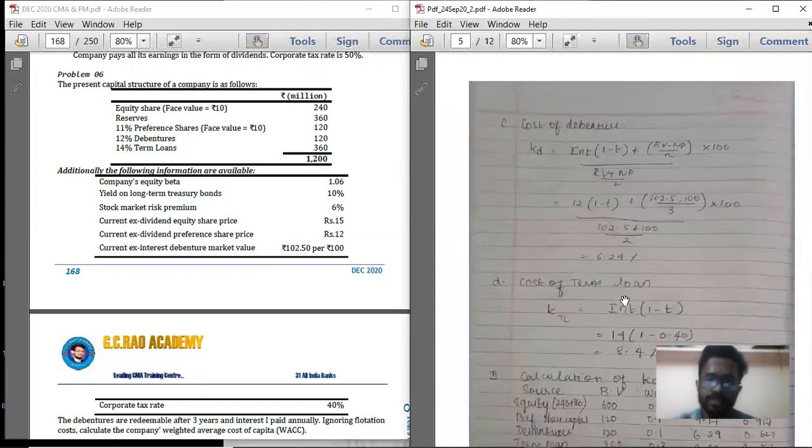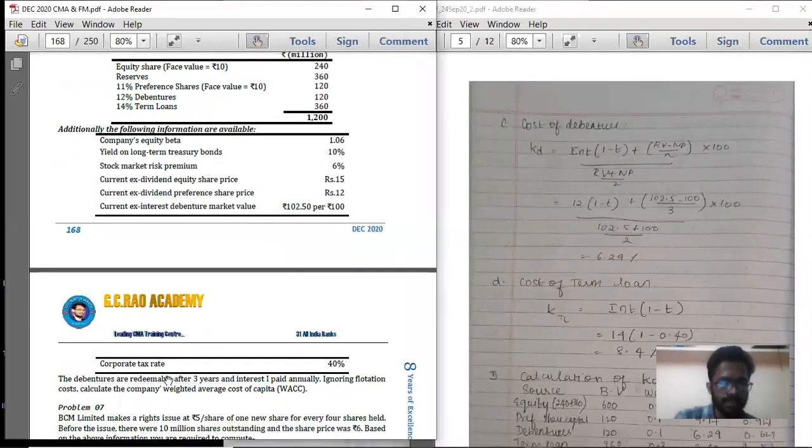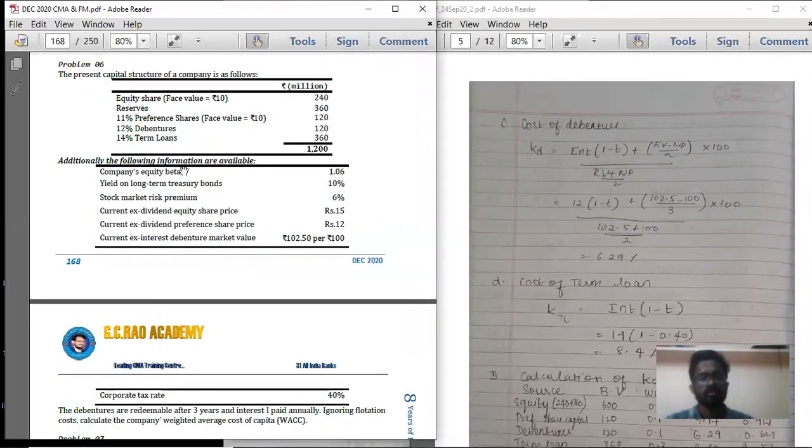Capital C, cost of debentures. Here debentures they have directly given, it is redeemable debentures of 3 years. So we should use the cost of redeemable debentures formula. So cost of debentures, KD is equal to interest into 1 minus tax rate plus within bracket RB minus NP divided by N, that is redemption value minus net proceeds divided by N, whole divided by redemption value plus net proceeds divided by 2, into 100.